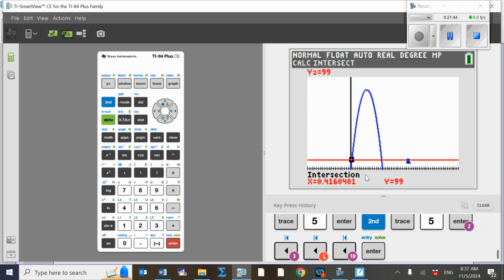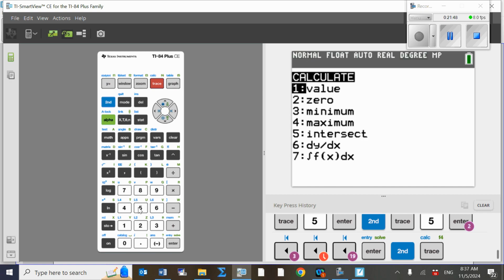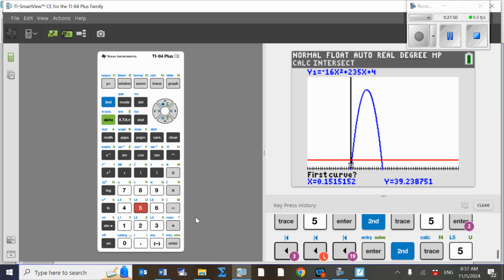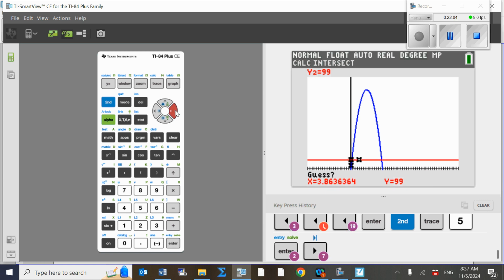Then I'm going to look for the second one. I go second, trace, number 5. Then what is your first curve? You just press enter, it's automatically going to go to the first curve. And then what is your second curve? Again, enter, it's automatically going to the second curve. And then it's asking, what is your guess? This time I want to move to this intersect point, close to that, enter. So it's 14.27.